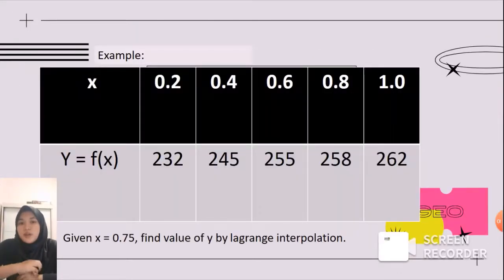To explain better, I will give you an example. Okay, the table shows the value of x, 0.2 till 1.0, and y equal f(x), their values. For example, it might ask for given x equals 0.75, find value of y by Lagrange interpolation. To use Lagrange interpolation, you can only find the value in between those given x's, such as 0.75, which is in between 0.6 and 0.8. For example, if it asks for given x equal 1.2, it would be impossible to use Lagrange interpolation because the answer would not be accurate.